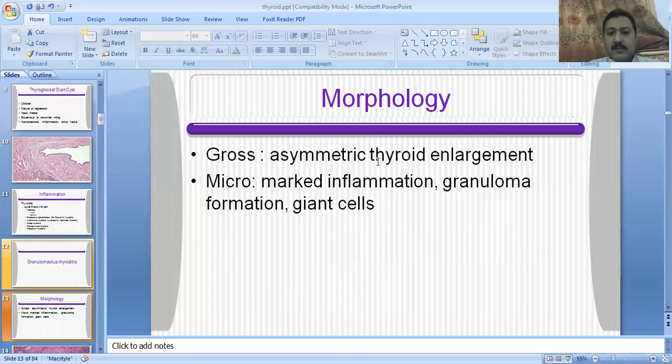By gross appearance, in the case of granulomatous thyroiditis, the thyroid gland will be asymmetrically enlarged. Microscopically, we will see marked inflammation and granuloma formation with giant cells. So in granulomatous de Quervain thyroiditis there will be an inflammatory process, granuloma formation and giant cells. We will see these things in its morphology.